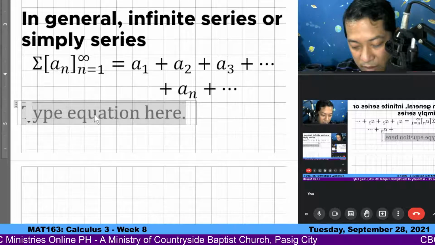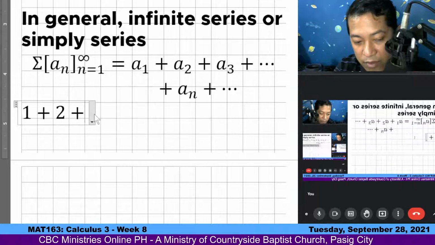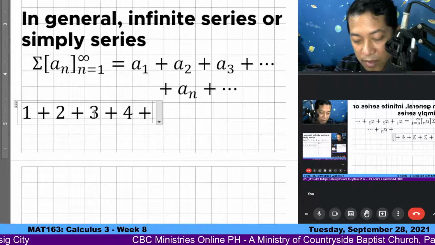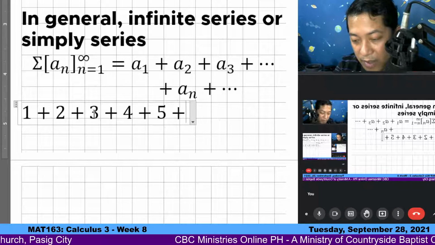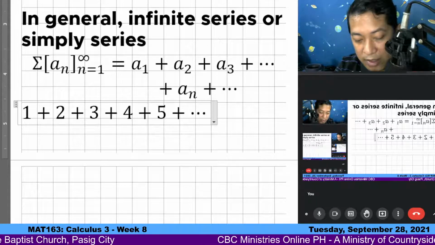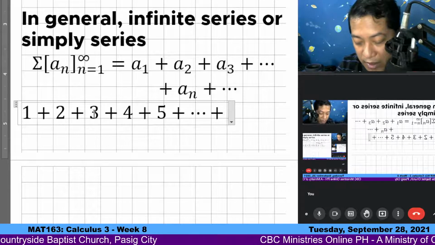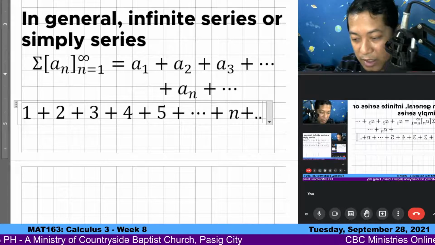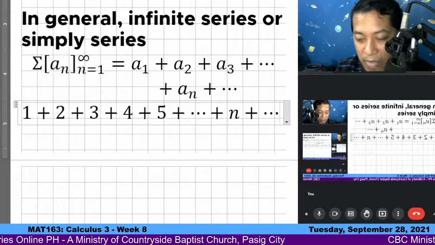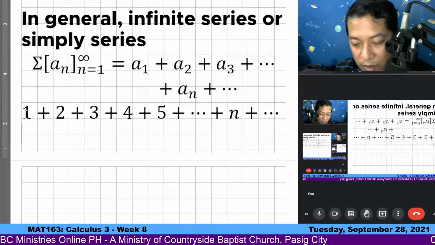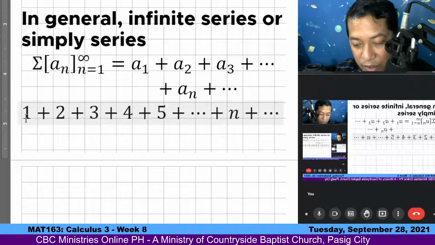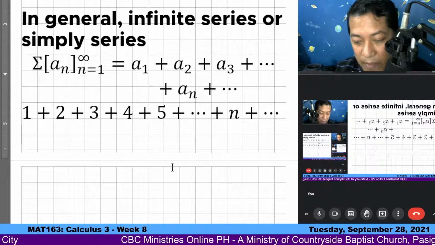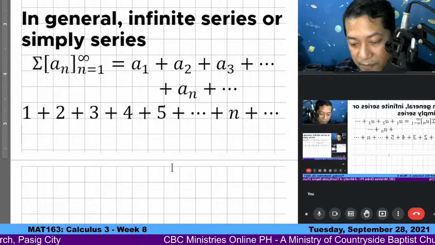So, okay lang yan. So 1 plus 2 plus 3 plus 4 plus 5 plus dot dot dot, and then we have plus n. Of course, this is the nth term, and then plus dot dot dot, meaning this is an infinite already, an infinite, no? So we could have an accumulation of sum starting from say the first sum.